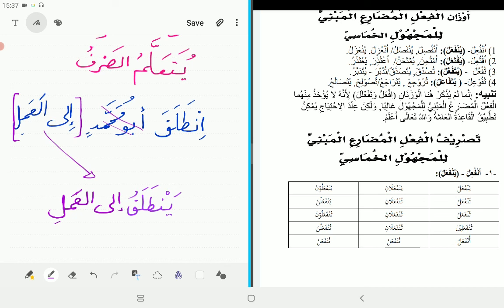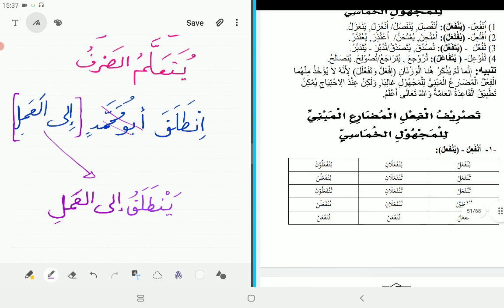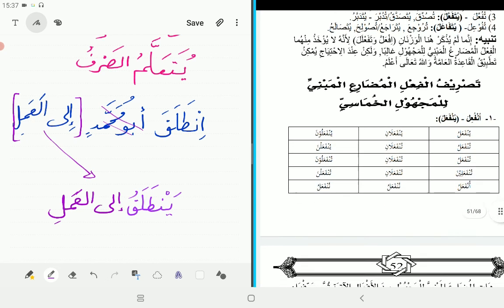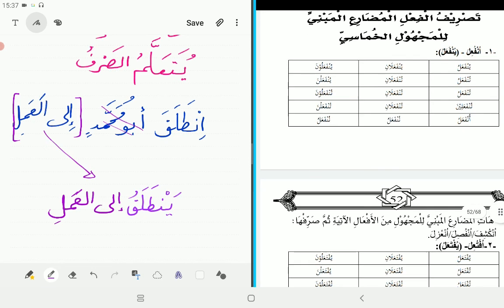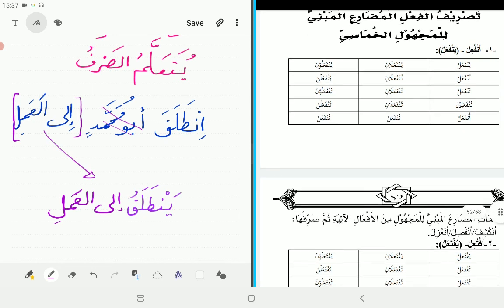So he says here تصريف الفعل المضارع المبني للمجهول الخماسي, the conjugation of the present tense verb, which is in the passive voice, and it's a 5-letter verb. So we have verbs such as ينفعل. He's given us some verbs here. He says هات المضارع المبني للمجهول من الأفعال الآتية. Give us the passive voice of these coming verbs, and then conjugate.